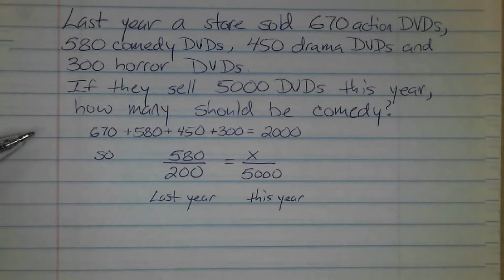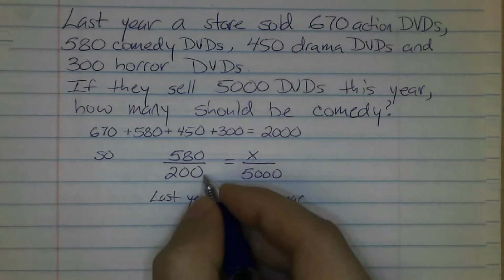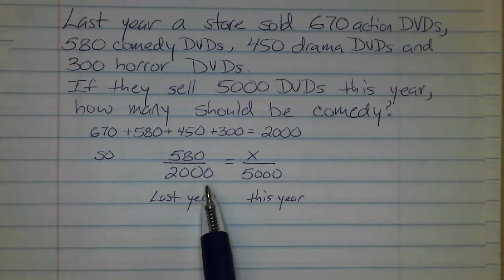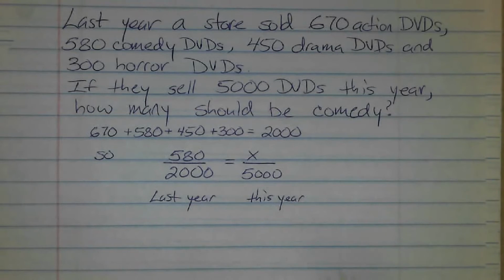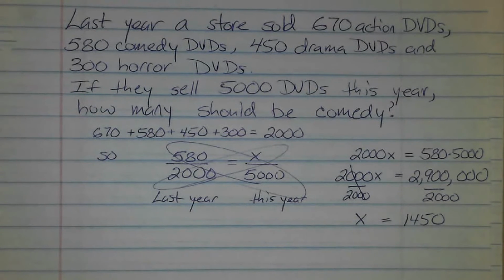Well, if you add up the DVDs they sold last year, 670 and 580, 450, and 300, add up to 2,000. That means last year, 580 out of the 2,000 DVDs sold were comedy. And we want to use that to predict how many out of 5,000 are going to be comedy this year. We use cross products and solve.